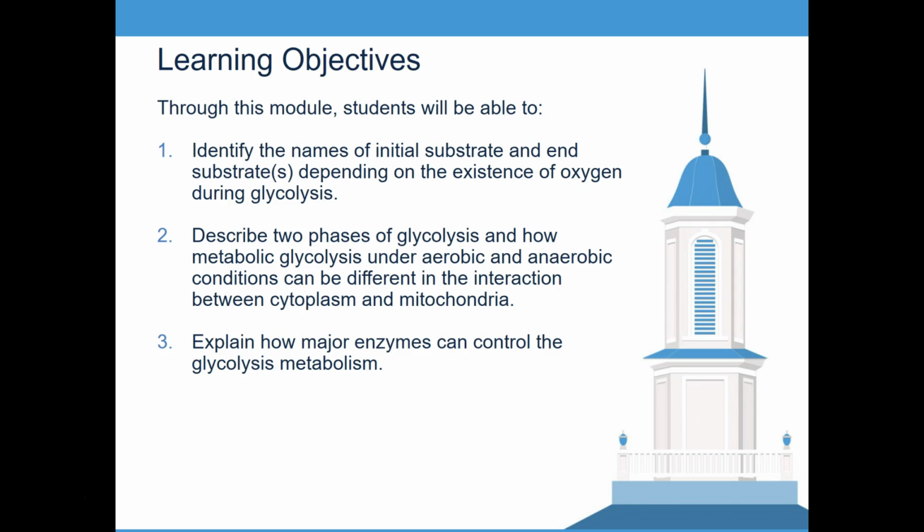Through this module, we learned the initial substrates, glucose, fructose, galactose, and the ending substrate, pyruvate under aerobic, and lactate under anaerobic condition during glycolysis that has energy consuming and energy generating phases. Key enzymes include glucokinase, hexokinase, fructokinase, and phosphofructokinase during first phase, and phosphoglycerate kinase, pyruvate kinase, and lactate dehydrogenase during second phase.